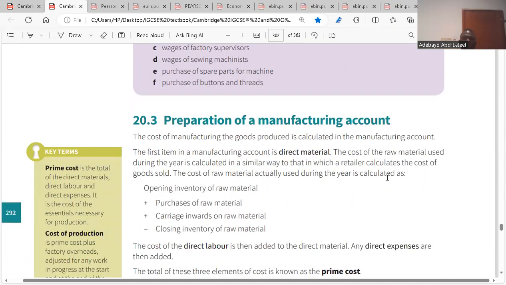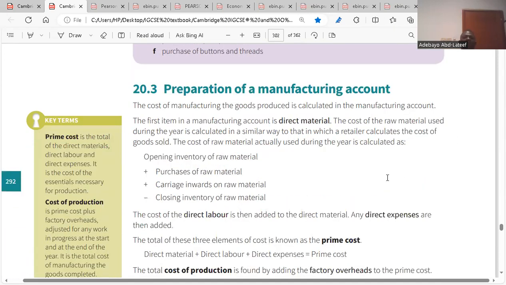So go to preparation of manufacturing accounts. The cost of manufacturing the goods produced is calculated in the manufacturing account. The first item in the manufacturing account is the direct material. The cost of raw materials used during the year is calculated in a similar way to that which the retailer uses to calculate the cost of goods sold. You have the opening inventory of raw materials, plus purchases of raw materials, plus carriage of raw materials, then less closing inventory of raw materials. Just the same as your trading section of your income statements.